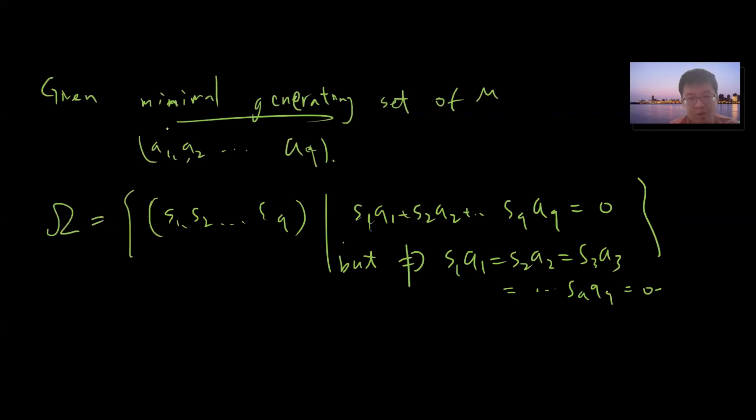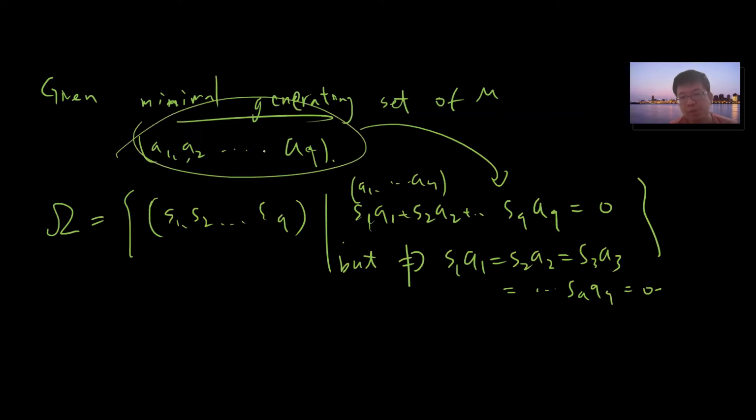So by the way, this A1 to AQ are a minimum generating set. So for M, I can create various minimum generating sets, a lot of generating sets. And then for each generating set, I can collect such coefficients for which this property fails. And among all the generating sets, I pick an element such that it's the minimum of this coefficient.